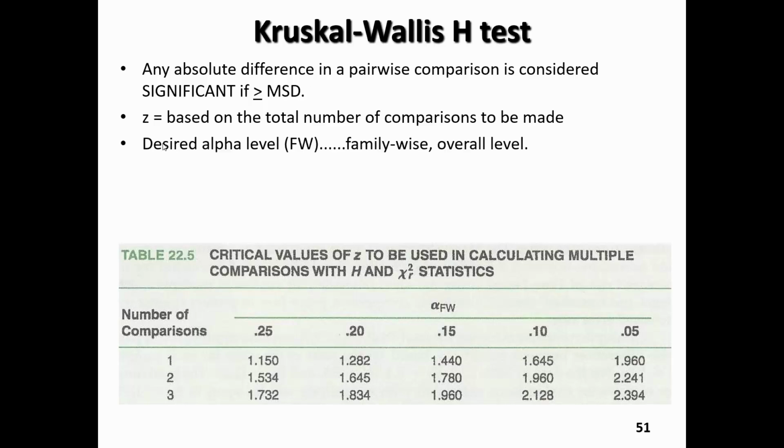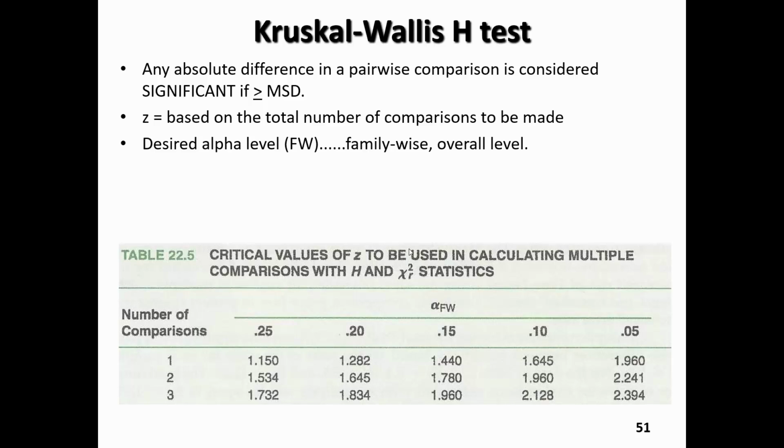And we also need to determine what's called the alpha level, the type 1 overall family-wise level of risk that we are willing to take. To be consistent here, unless stated otherwise, we'll just automatically go with 0.05.